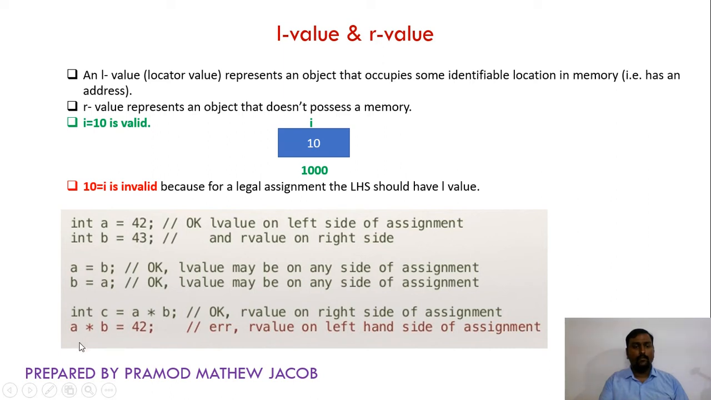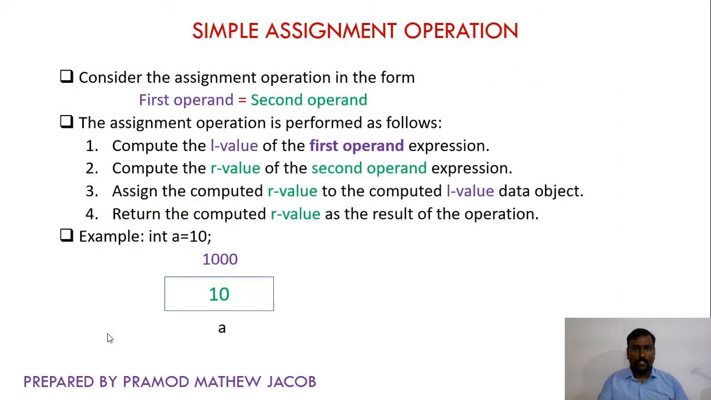42 needs to be mapped to the result of the operation a star b. This is not possible in real time. So this will show us an error because the LHS of this expression is an R value. R value means it doesn't possess a memory location. So this is the concept of L value and R value. Based on this L value and R value, we are assigning a value to a location.